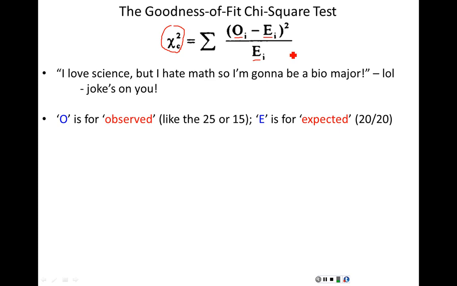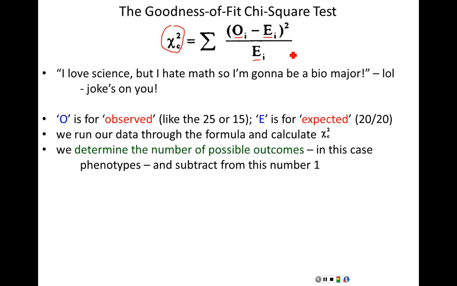Again, O is for observed. These are the values that your experiment spits out, like the 25 and 15 in the previous slide. E is for estimated or expected. These are the predicted values that your hypothesis predicts, like the 20 and 20. You run your data through this formula, you get a value called chi-squared in the end. That's one of the two values you need for the goodness of fit test.